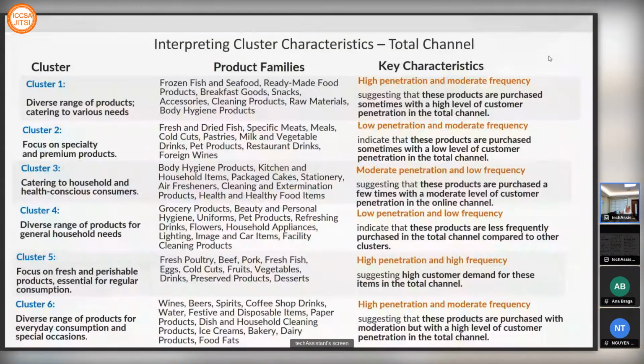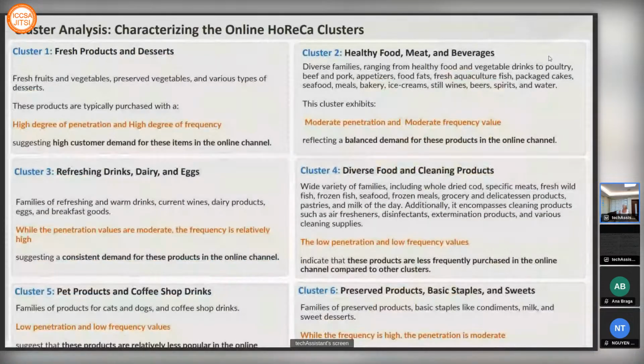Just as an example, in cluster 1, we have a diverse range of products catering to various needs. And we have a high penetration and a moderate frequency, which suggests that these products are purchased sometimes, with a high level of customer penetration in the total channel. And in the case of the online channel, for example, cluster 1 contains fresh products and desserts. These products are typically purchased with a high degree of penetration and a high degree of frequency, suggesting high customer demand for these items in the online channel.